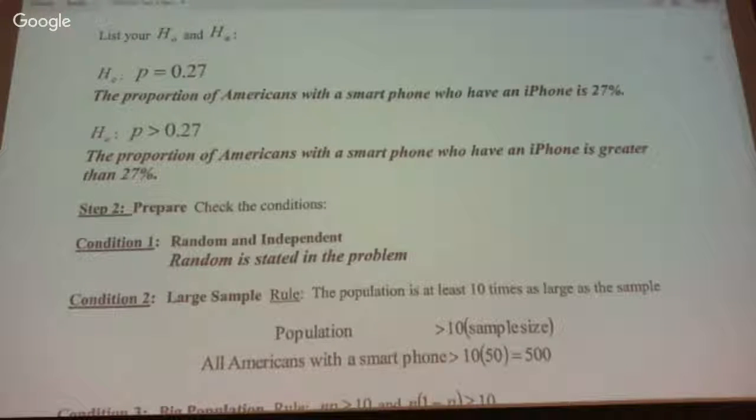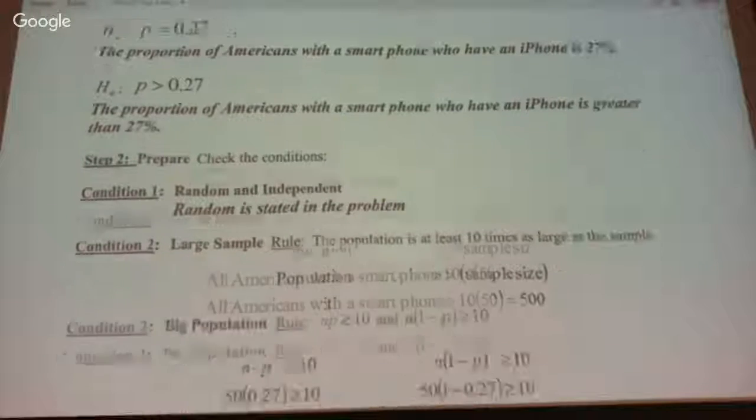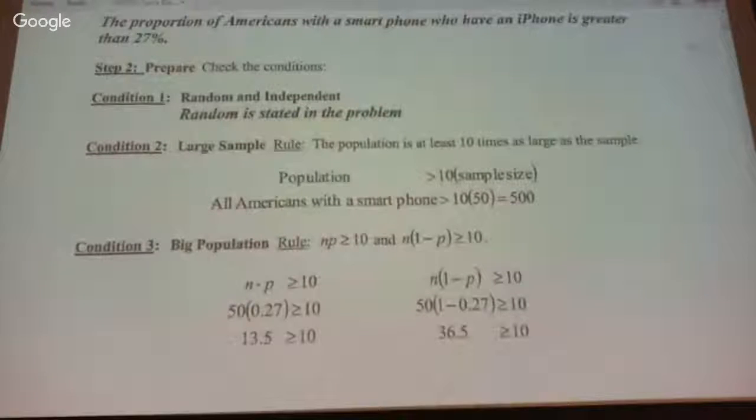Then every test has conditions, but the conditions are different. So for a one proportion z, what are the conditions? Number one, it has to be random, stated. Number two, the population has to be greater than 10 times the sample size. All Americans with a smartphone is greater than 10 times 50, which is 500. And N times P greater than or equal to 10, and N times 1 minus P has to be greater than or equal to 10. All three conditions check. But each test has its own conditions. You need to know what the conditions are for each test. Are we okay? Then we do the work.